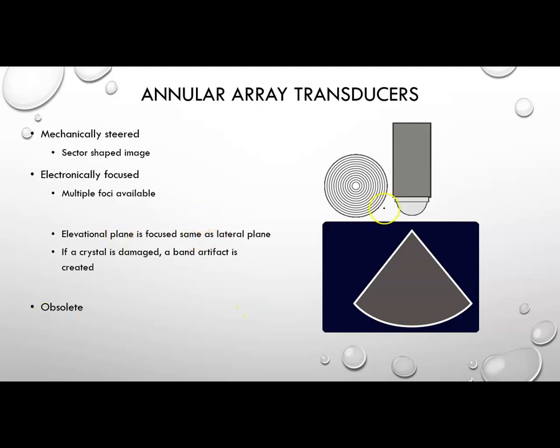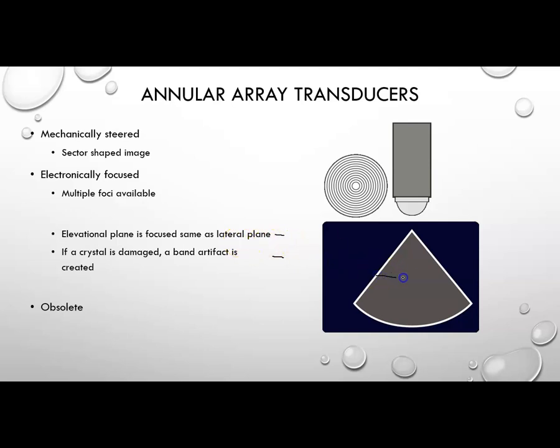Okay, so because we're bringing up annular array transducers, I mentioned this point here that the elevational plane is focused the same as the lateral plane, and then this damage causes a band artifact. On the SPI exam, these are the only two possible questions they're going to ask you about annular array transducers. And hopefully they won't be on there. They weren't on mine when I took it last time, but they potentially could. So elevational plane is focusing, in an annular array.